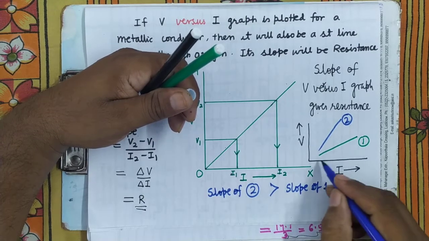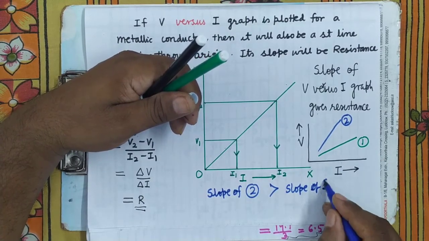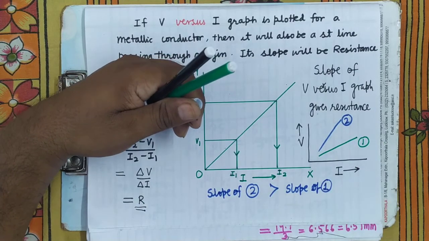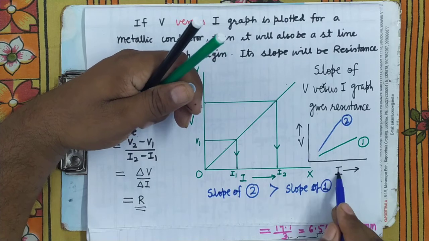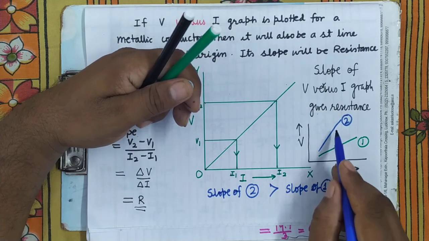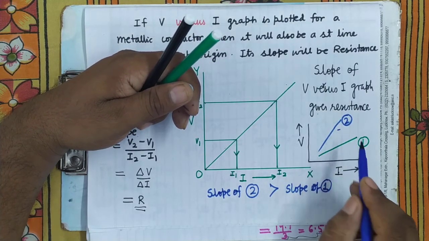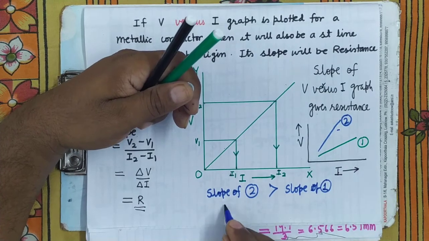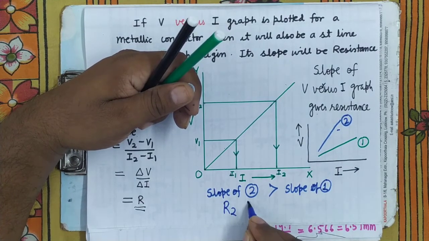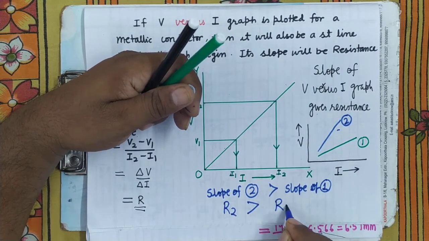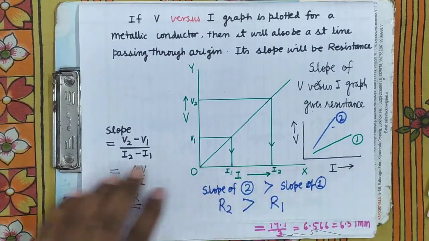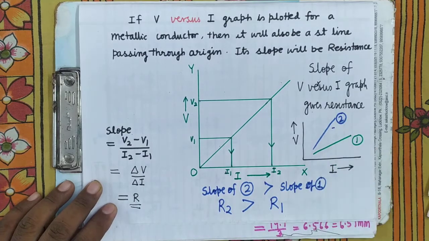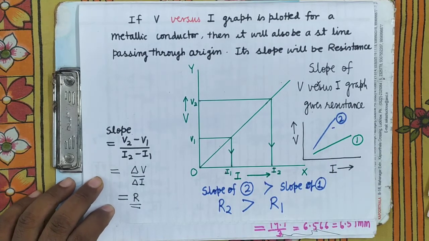This graph is plotted for, suppose, one conductor. This is plotted for the other conductor. Its slope is more, meaning the V versus I graph has a greater slope for conductor 2 than conductor 1. Therefore, you can say that the resistance of conductor 2 is more than the resistance of conductor 1. Meaning, greater the slope of the V versus I graph, greater will be the resistance.